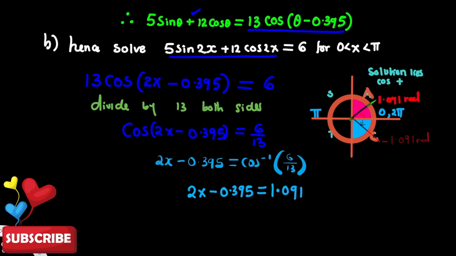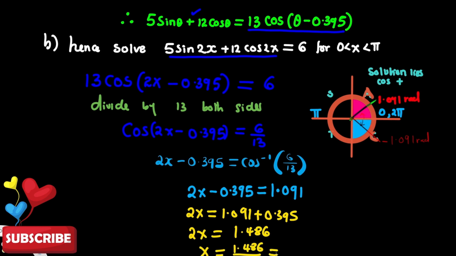And whenever you are measuring angles in the clockwise direction from 0, you see now we're going to have negative 1.091 radians below the x-axis, right? So which means that we can now find the first value of x by using the positive part of that, and this is going to be 2x equals to, so if you divide by 2 both sides, you are going to end up having 1.486 divided by 2, which is going to reduce to 0.743. That's the first value of x that we have.